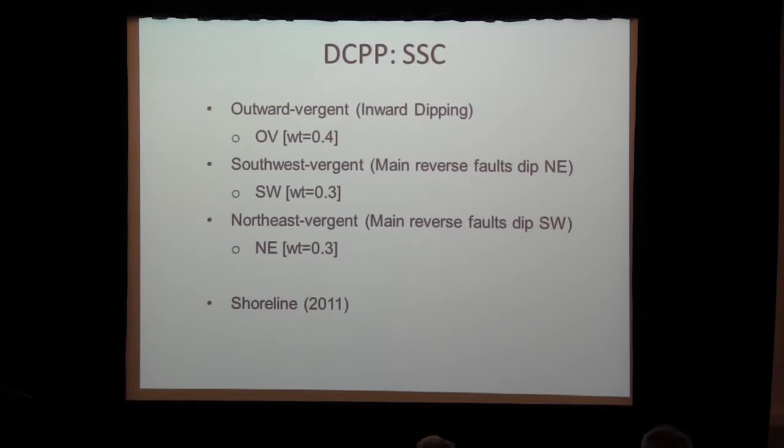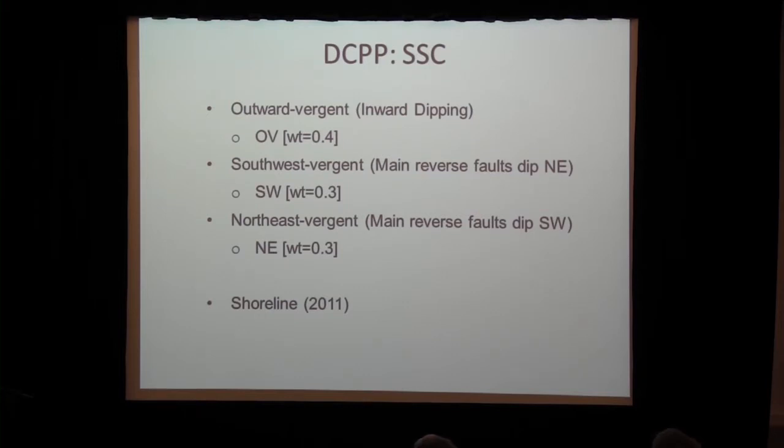The next thing I'll go over, and we've seen a good overview from Steve this morning, are the SSE models, the tectonic models. As Steve mentioned, there are 3 primary models, one being the outward vergent. I'm going to abbreviate that as OV in all the slides you'll see later this morning. That's given a preliminary weight of 40% in their logic tree. The next one is the southwest vergent, where the main reverse fault dips to the northeast, and that's given a weight of 30%. I abbreviate it with SW for all the future slides I'm going to show.